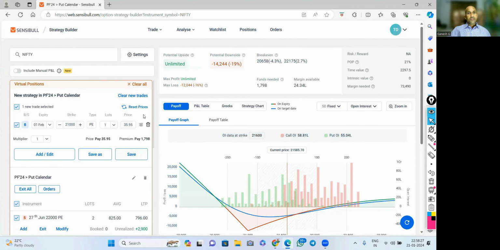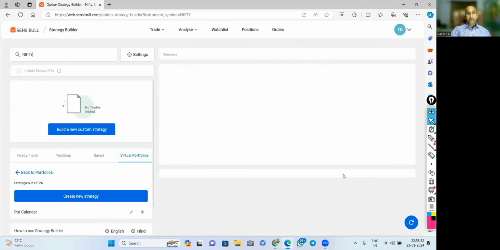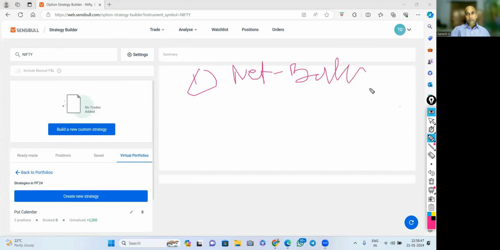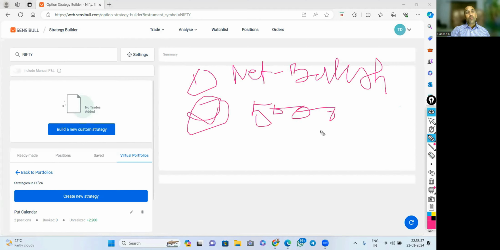This is what the strategy is all about. Let me repeat this one. What are the advantages of this strategy? One, this is a neutral to bullish strategy. Number two, it is a high range strategy. We are getting almost 5,000 points. Even if VIX rises, that range would go much higher.